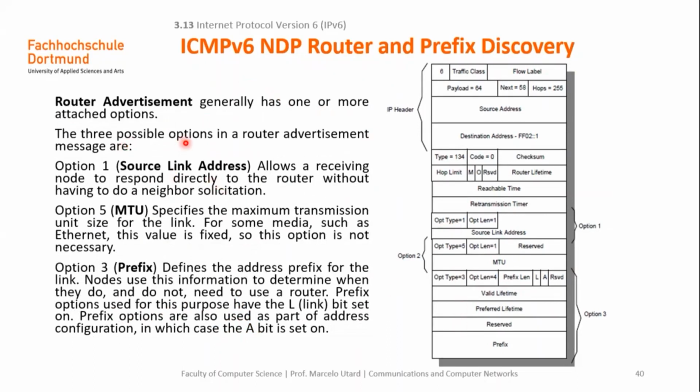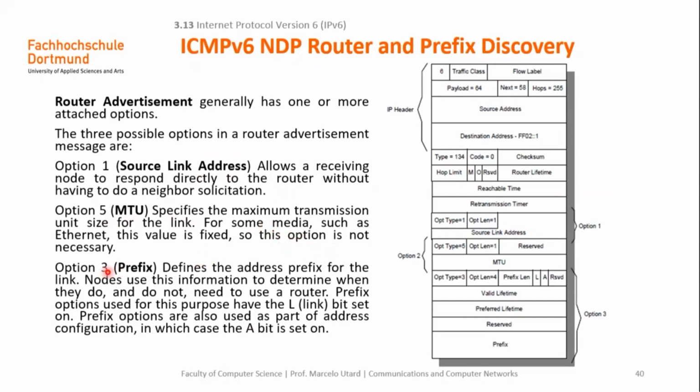The three possible options in a router advertisement message are: option 1, called source link address, allows a receiving node to respond directly to the router without having to do a neighbor solicitation. That is the source link address of the router. Option 5, MTU, specifies the maximum transmission unit size for the link. For some media, such as Ethernet, this value is fixed, so this option is not necessary.